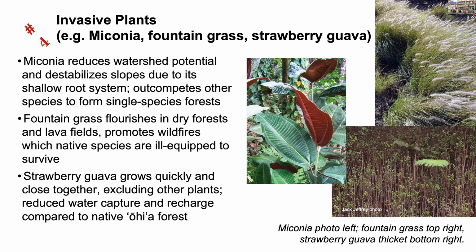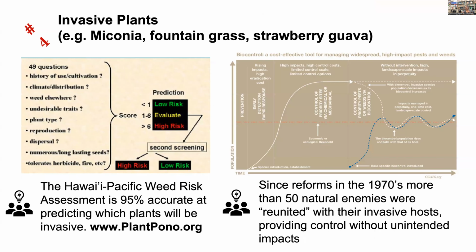And so what are some of our solutions to that? Well, there's a couple of them. The weed risk assessment system was developed a long time ago, like all of 20 years ago. But it's used very successfully. It can flag 95% of those invasive plants that are going to be invasive here. We should use it.